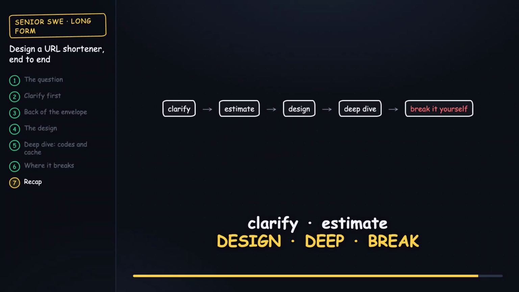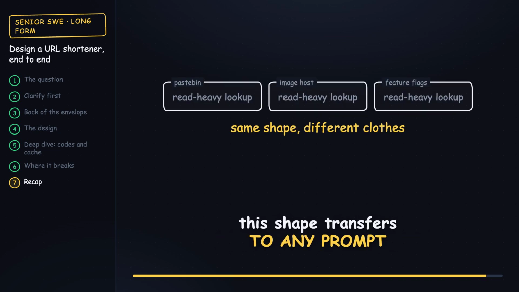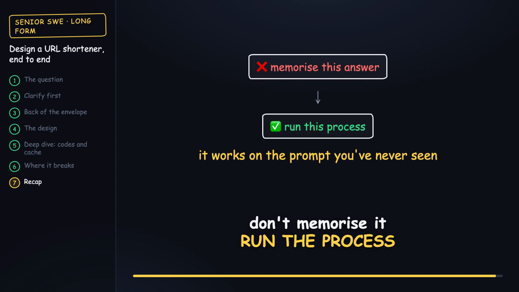So the shape is always the same. Clarify the requirements, estimate roughly, sketch the boxes, go deep on the one interesting component, and then break it yourself. And it transfers, because a pastebin, an image host, and a feature flag service are all the same read-heavy lookup problem, wearing different clothes. So do not memorize this answer, run this process, because the process is the thing they are actually scoring, and it works on the prompt you have never seen.